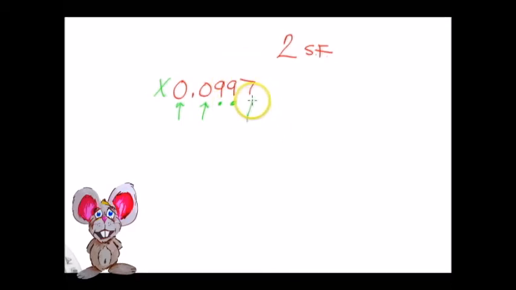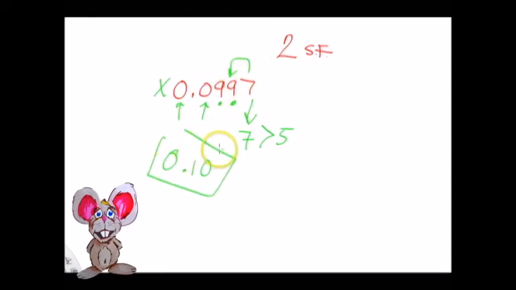So the first number to get dropped off is going to be this 7, which is, of course, greater than 5. So the digit directly to the left is going to increase by 1. So it becomes 0.10. So as we round up, we end up with 0.10. And again, this 0 is not significant because there's no digit next to it greater than 0. So 0.10 gives us 2 sig figs.